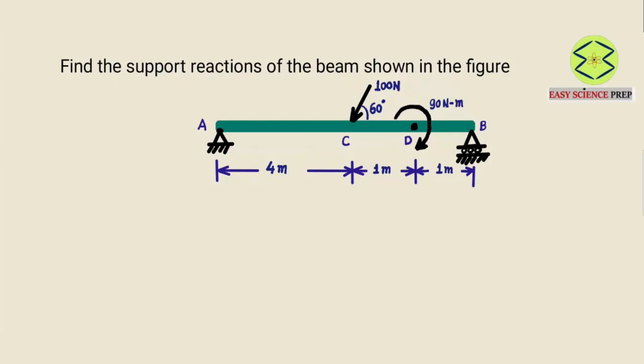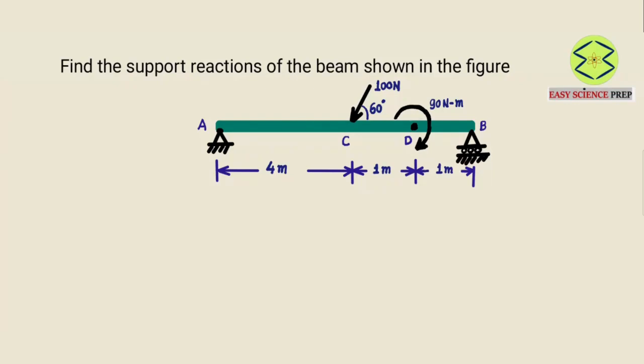So friends, we want to find out the support reaction of the beam shown in the figure. If you look at the diagram, we have a beam AB having an overall length of 6 meters. The end A of the beam is a hinge support, while end B of the beam is provided with a roller support. There is a force of 100 Newton acting at point C, and it is inclined at an angle of 60 degrees with the length of the beam.